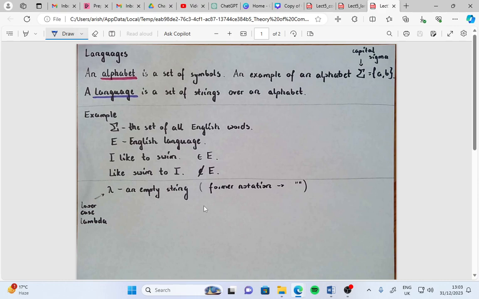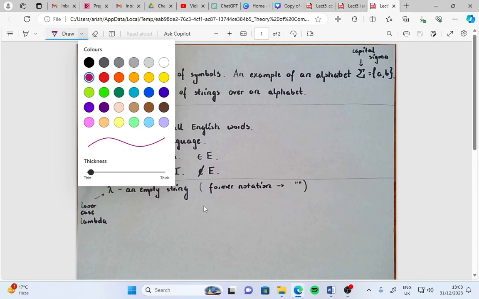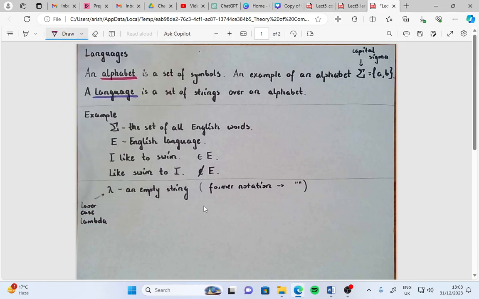Here, if we talk about what an alphabet is and what a language is: an alphabet is a set of symbols. In the theory of automata, an alphabet is a set of symbols. An example of an alphabet is this, which is called sigma. It is a set of two symbols, a and b, and these symbols a and b are called the alphabet. And a language is a set of strings over an alphabet.